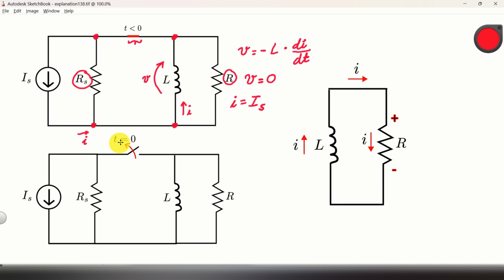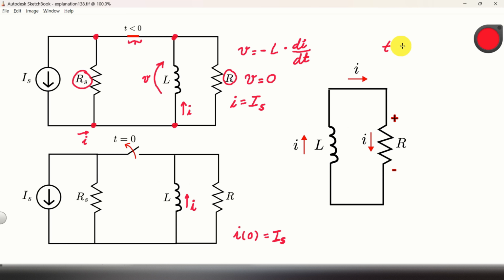Namely, after we open the switch at t equal to 0, this part of the circuit is disconnected. That is, this current IS cannot provide the current to the right side of the circuit since there is no closed loop. So initially we have the current I, and the initial value of this current, that is at time equal to 0, is equal to IS. And this is the initial condition for analyzing this circuit.